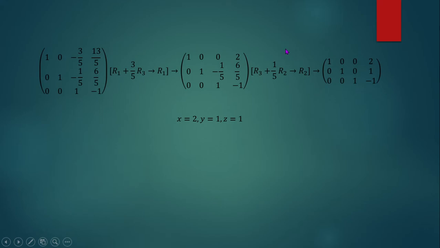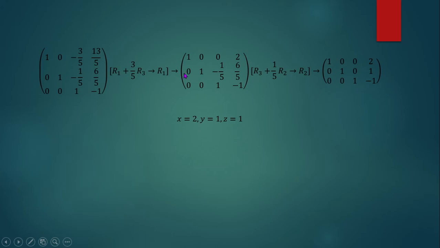Here, we want to eliminate this so we get an identity matrix. R1 plus 3 over 5 R3. Substitute into R1, we get 1, 0, 0, 2.